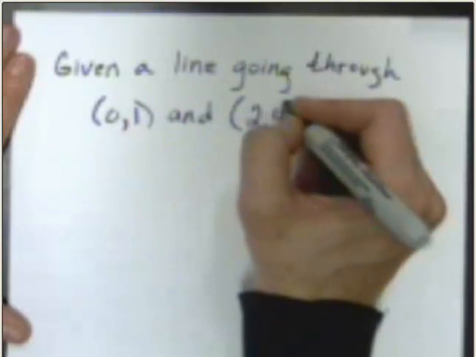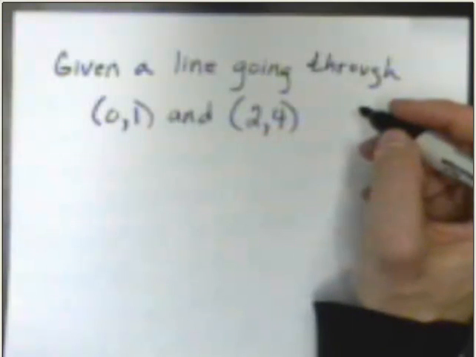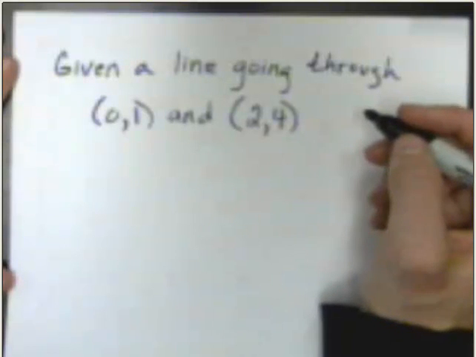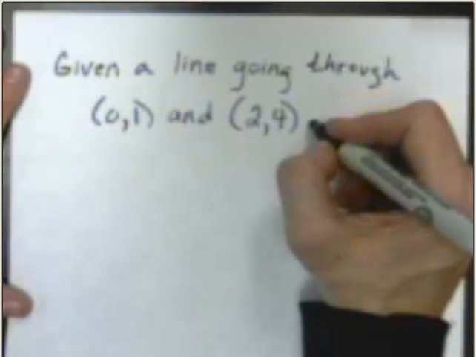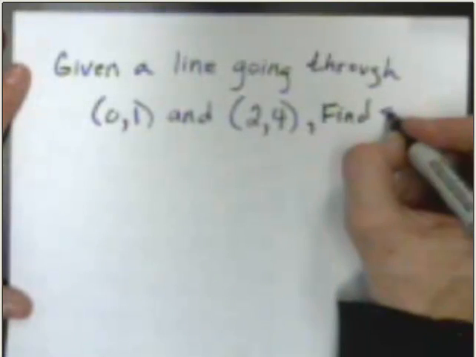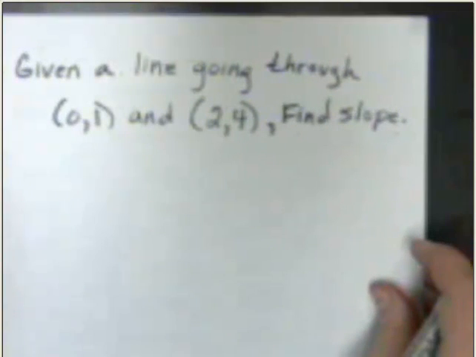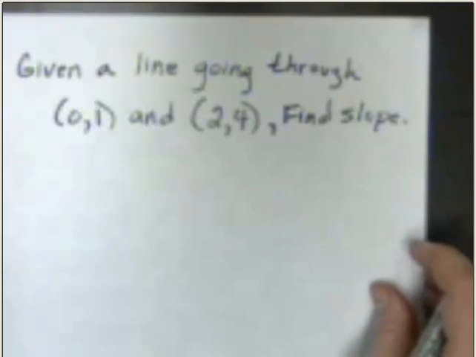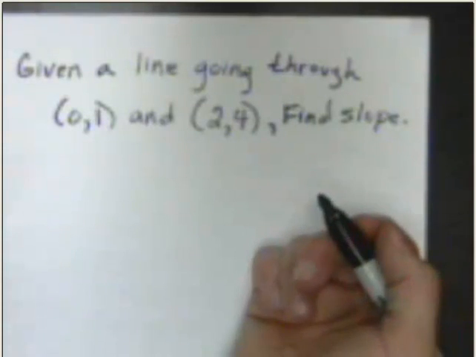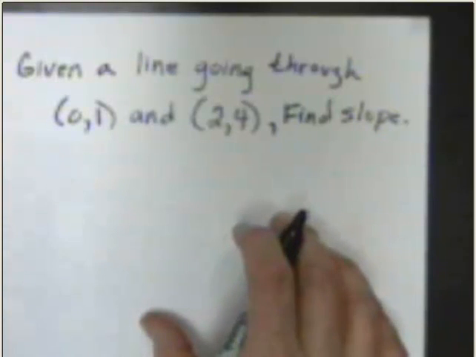2, 4. So given that we have some line that goes through these 2 points, we're not even going to talk about the equation yet. We're just going to say we know it goes through these 2 points. I want you to find the slope. Which point do you want to be the first one? Point 1, x 0, 1, or 2, 4?